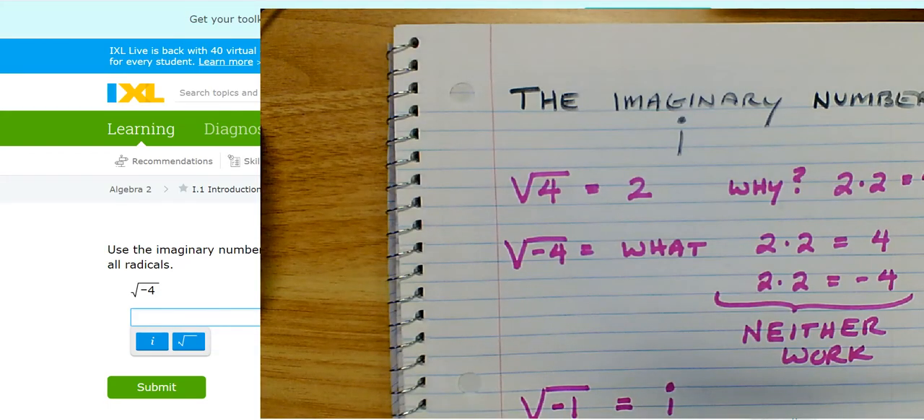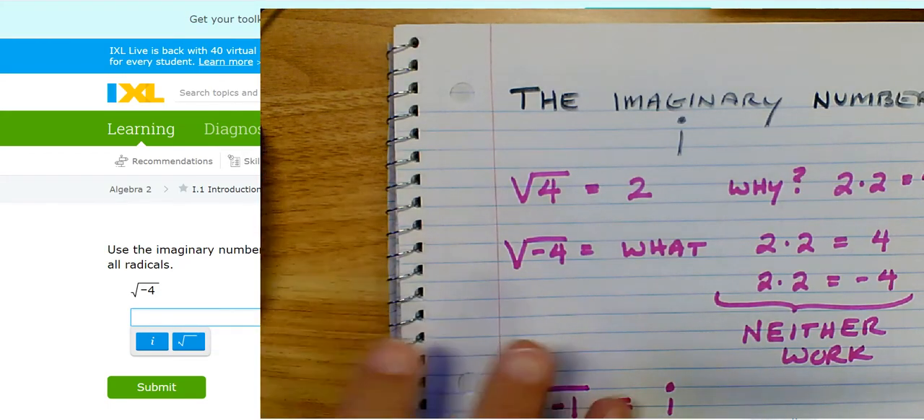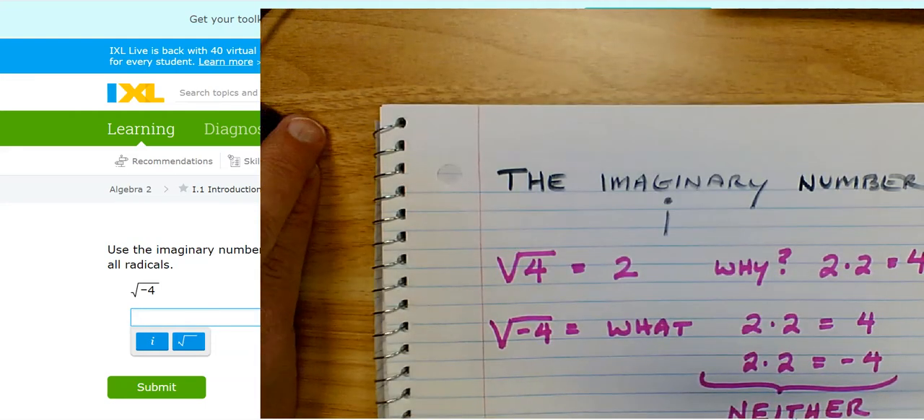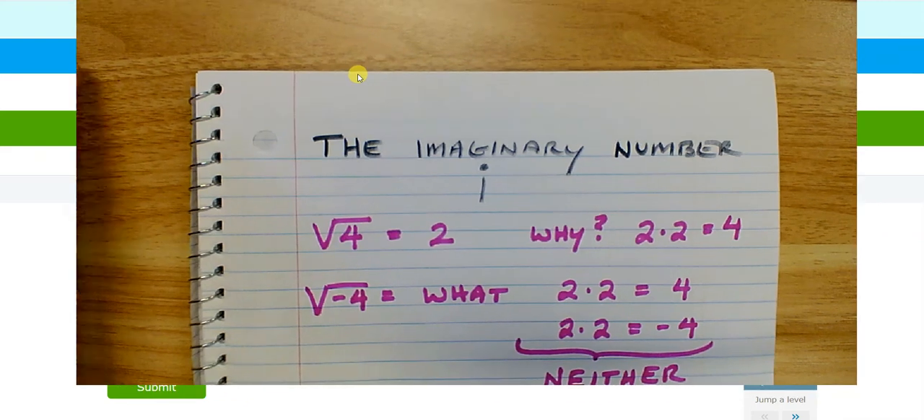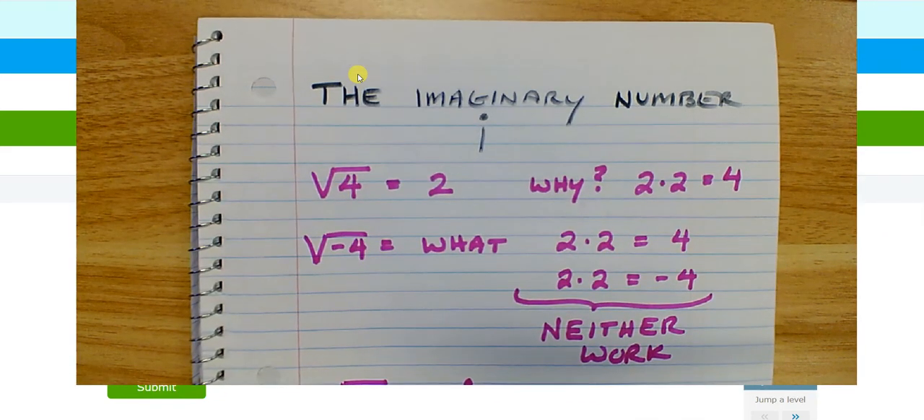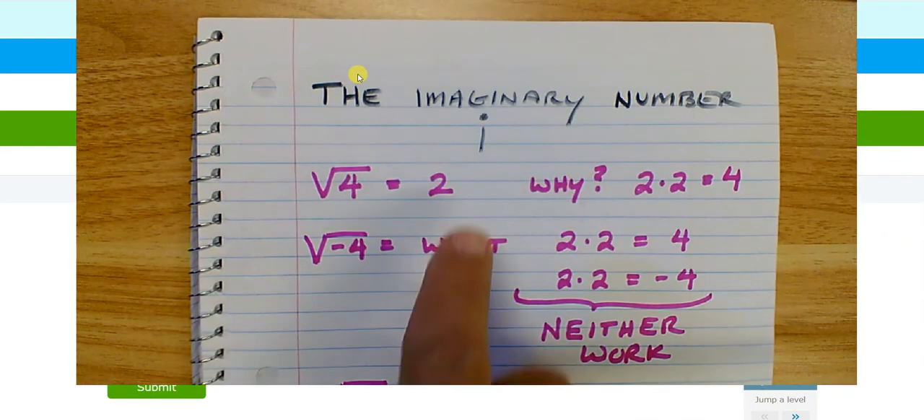All right, this is Mr. Barr, and this IXL is, what is it? Oh, not that. It is Introduction to Complex Numbers. So let's start with some notes on this. Title of the notes is the imaginary number i.